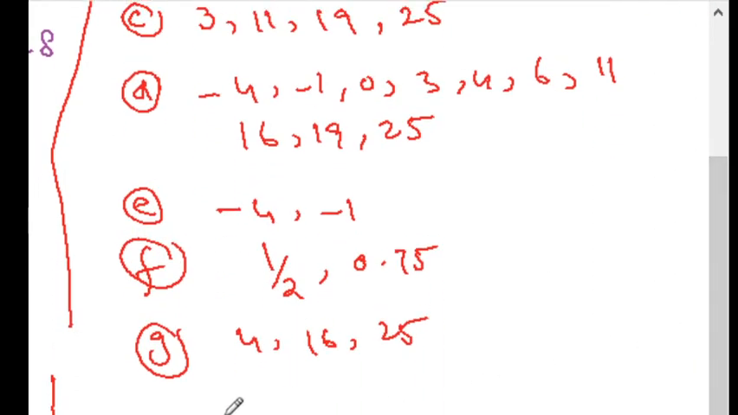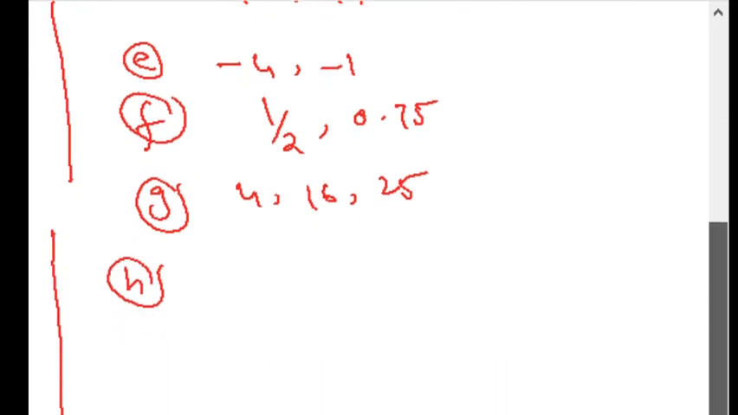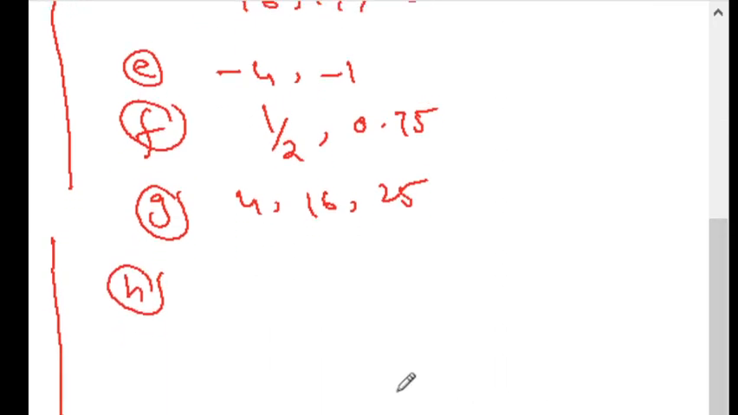Now about H, prime numbers. What are prime numbers here? We know prime numbers are only divisible by 1 and itself. So the numbers only divisible by 1 and itself are 3, 11, 19. So these three are prime numbers: 3, 11 and 19. They can only be divided by 1 or itself.